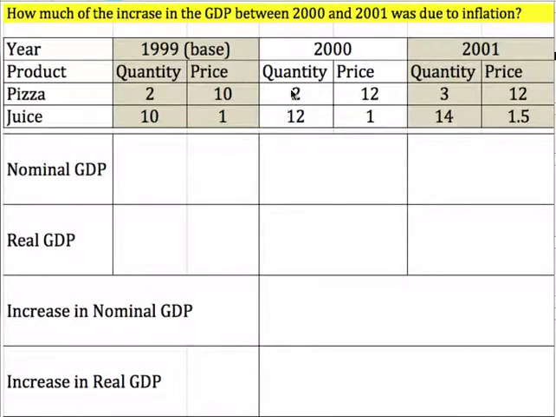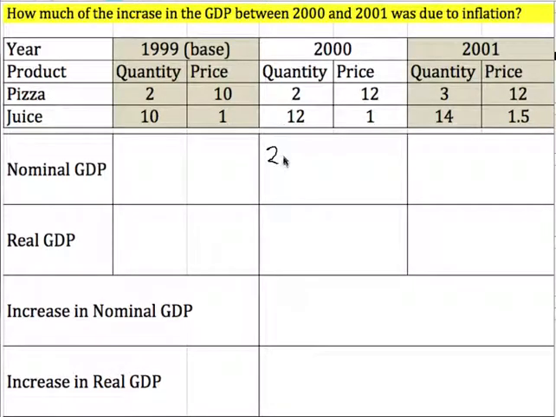Gross domestic product reflects changes in both quantity and prices. In this tutorial, I will show you how to determine how much of the increase in the GDP between 2000 and 2001 was due to inflation. We start off by calculating nominal GDP in year 2000.